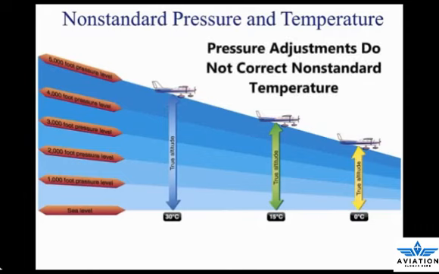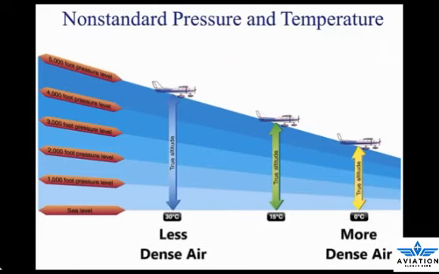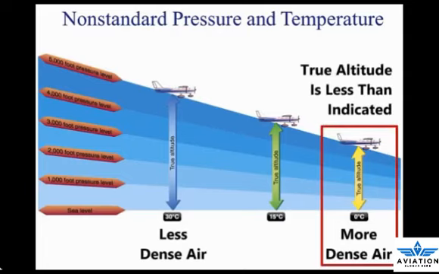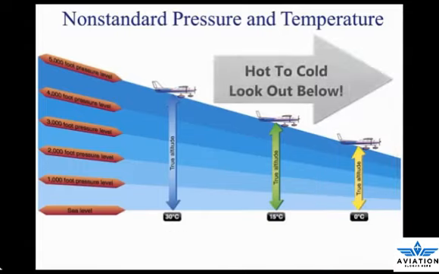Adjustments to compensate for non-standard pressure do not compensate for non-standard temperature. Since cold air is denser than warm air, when operating in temperatures that are colder than standard, the altitude is lower than the altimeter indication as shown above. A variation of the memory aid used for pressure can be employed: from hot to cold, look out below.